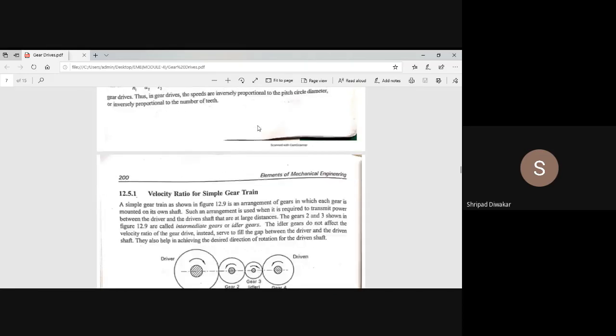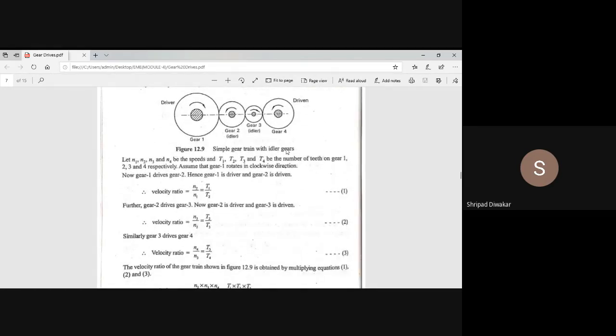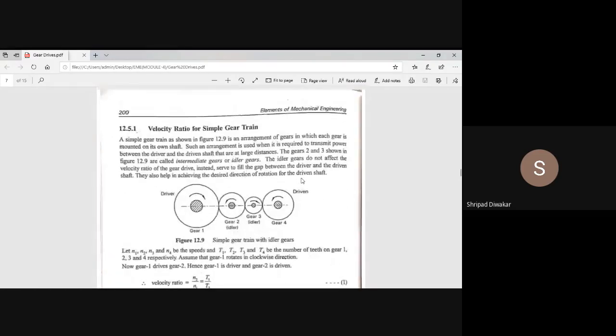Okay, and next important is the gear train. As I said, a gear train is where we have more than one gear. In normal gears we have two gears, one driver gear and one driven gear. Suppose the center distance is large, in that case we use intermediate gears. Intermediate gears are also called idler gears. Remember, this kind of arrangement is used when the center distance between the driver gear and the driven gear is more. Now we are going to find the velocity ratio for the simple gear train.